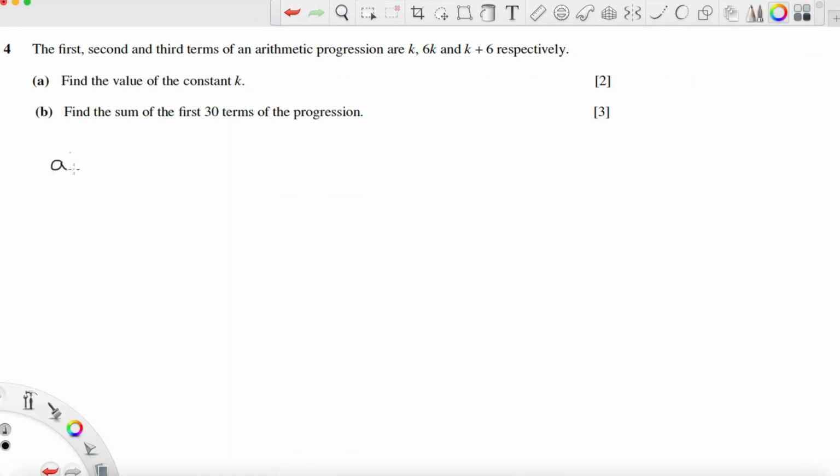For part A, we know that in arithmetic progression, the difference between any two consecutive terms is a constant shown by d, the common difference. So the difference of second minus first is equal to the difference of k plus 6 minus 6k. On the left hand side you have 5k. On the right hand side it will become negative 5k plus 6.